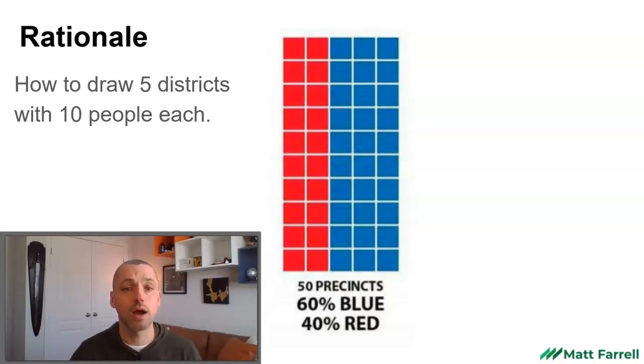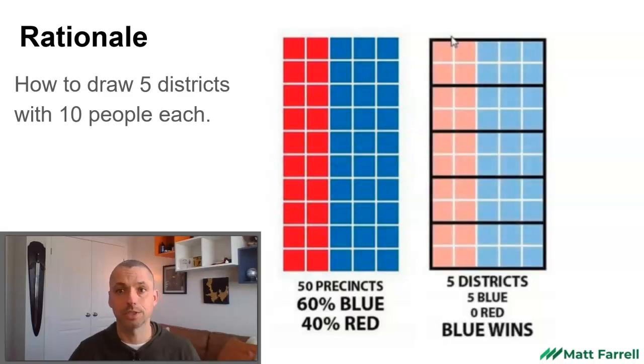How do you draw 5 districts with 10 people in each district? You could just take a straight linear format and draw the map up. However, this would not necessarily be fair, because you would end up with every single election 5 blue seats and 0 red seats, despite red voters being 40% of the population. This would not be completely fair. So how else could you do it?